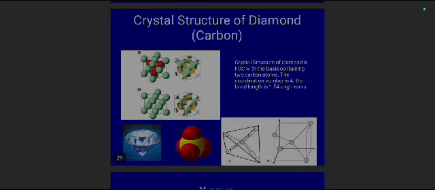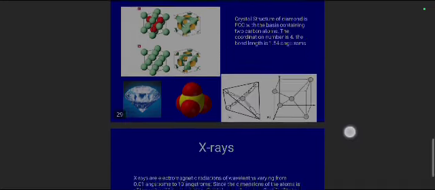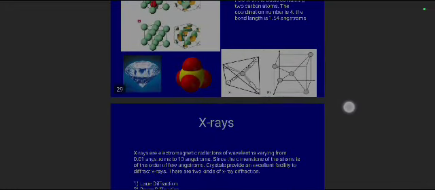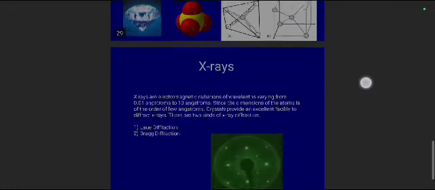Crystal structure of diamond, carbon. The crystal structure of diamond is FCC with the basis containing 2 carbon atoms. The coordination number is 4. The bond length is 1.54 angstroms.